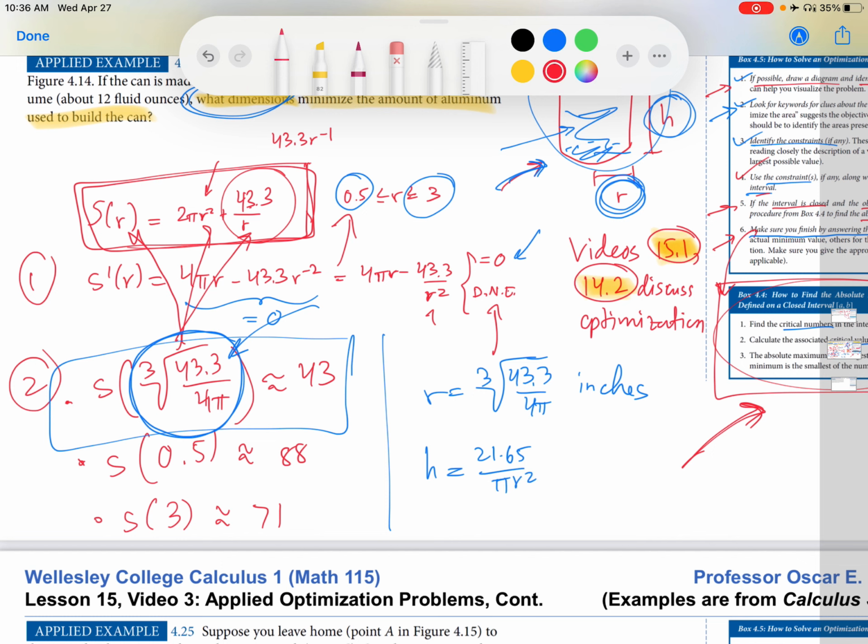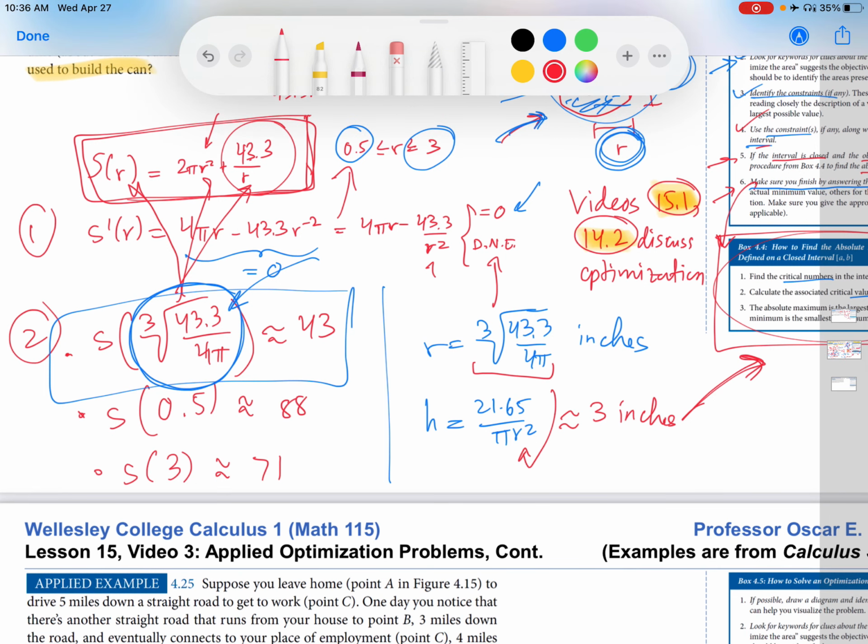So all we have to do is take this r value and put it in there, and then figure out what that rounds out to be numerically. I'll save you the calculation here. It ends up being about 3 inches. Okay, so that makes sense with what we had said earlier in the problem. We were thinking a can should be at least 1 inch high, and that's how we got the radius to be at most 3, the right-hand side of our interval.